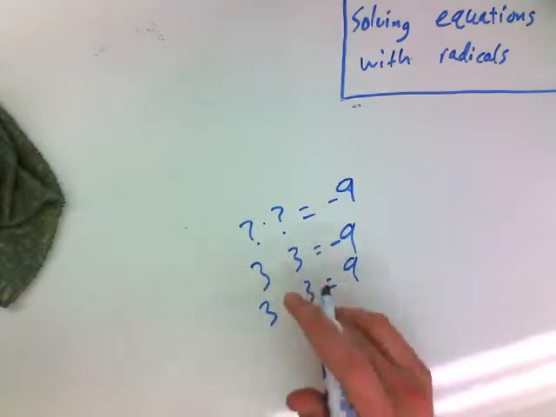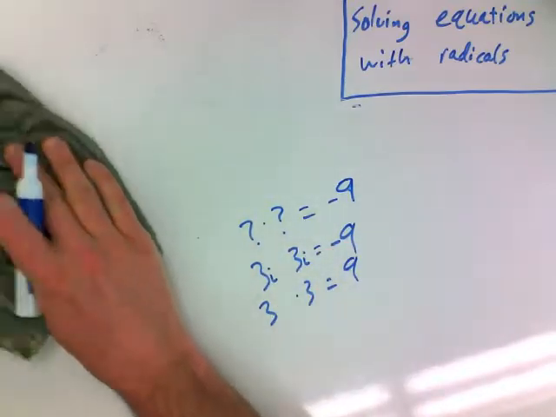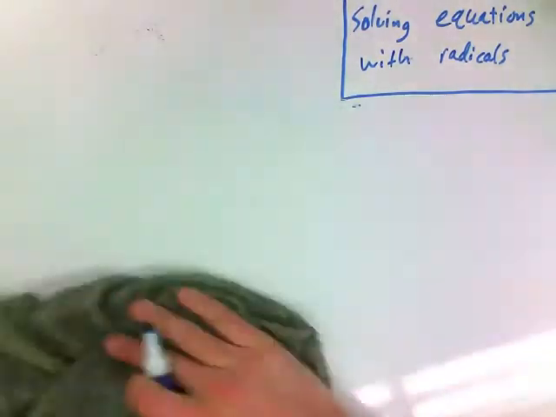In mathematics, you'll get there eventually. That's called an imaginary number, right? It's half a negative. We're not going to worry about those right now.